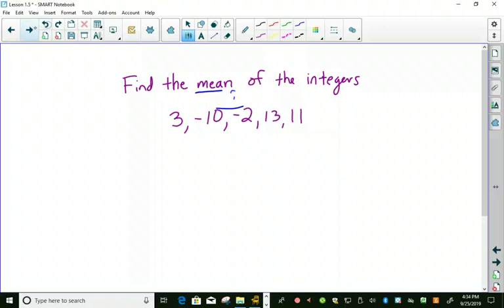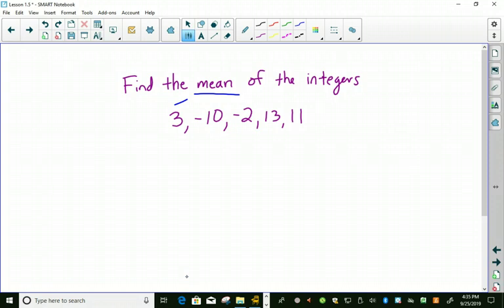Remember from last year, mean was the average. Sorry, my board is acting funny right now. It's not letting me just underline mean. Okay? Mean is the average. And remember, to find the average, you have to add all the numbers up, and then you divide by how many numbers you added together. So when I look at this, I have 5 different terms, and I'm going to add these up.